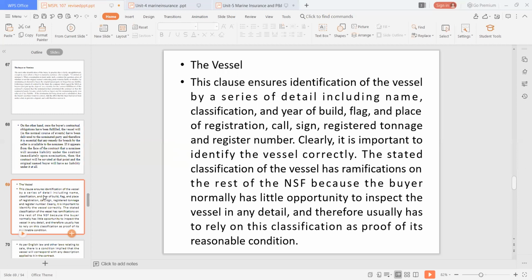The stated classification of the vessel has ramifications on the rest of the MOA because the buyer normally has little opportunity to inspect the vessel in any detail and therefore usually has to rely on this classification as proof of its reasonable condition.